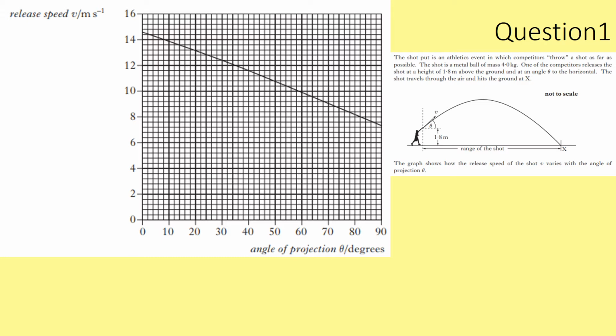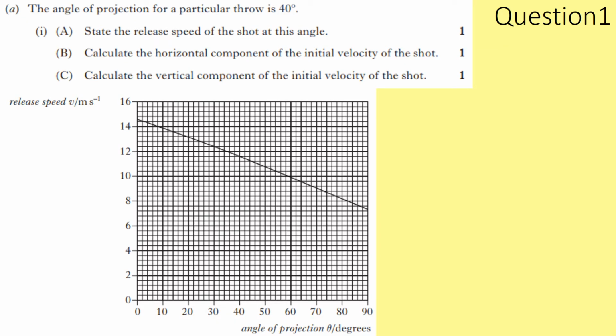Here's a better picture of the graph. The angle of projection for a particular throw is 40 degrees. Part 1, Part A: state the release speed of the shot at this angle.